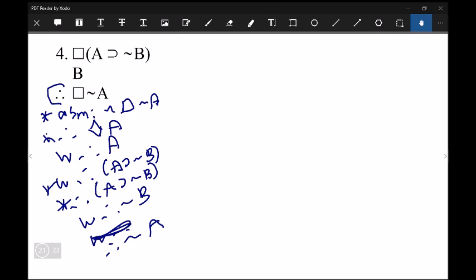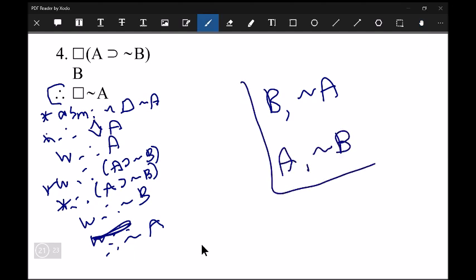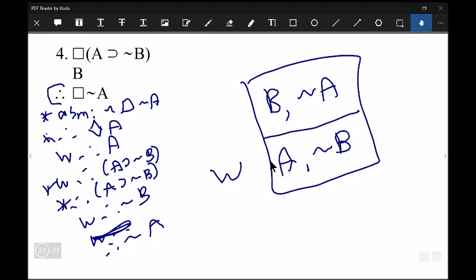So what do you do? Well, again, you have two worlds. In the actual world, you have B true and A false. So these are in the actual world, lines without W. And then in world W, you have A true and B false. Every world, if you have A, then you have not B.